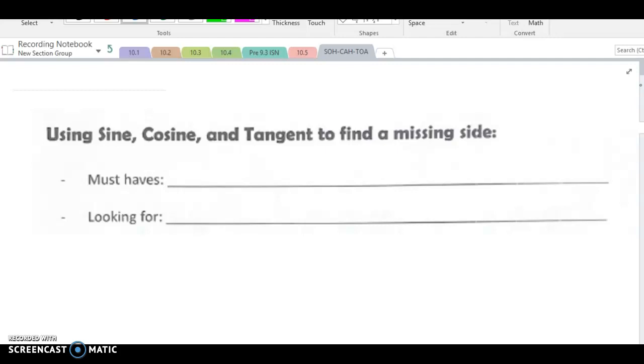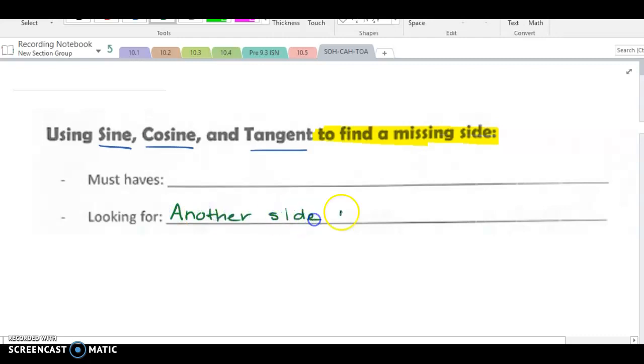All right, so today we're going to talk about using sine, cosine, and tangent to find a missing side length. That's one of the purposes of sine, cosine, tangent, when we want to find a side length. But in order to do that, we have to have a couple criteria. So first, we're looking for another side length. That's our goal here.